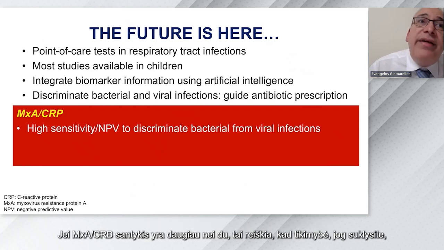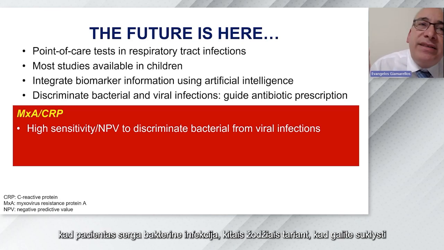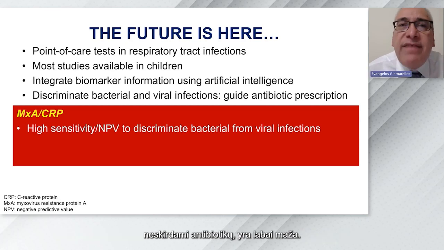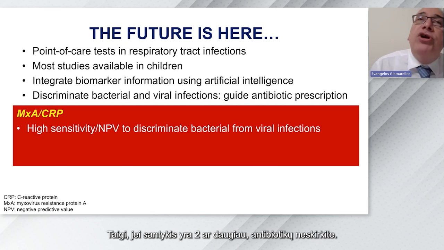If the ratio is favoring MXA CRP, it's more than 2. That means that the chance that you mistake the patient as not having a bacterial infection, in other terms, that you may misguide and not give antibiotics, is really minimal. So, if the ratio is 2 or more, don't give antibiotics.